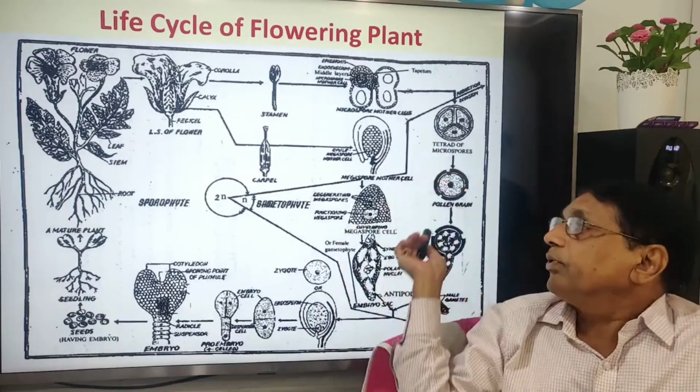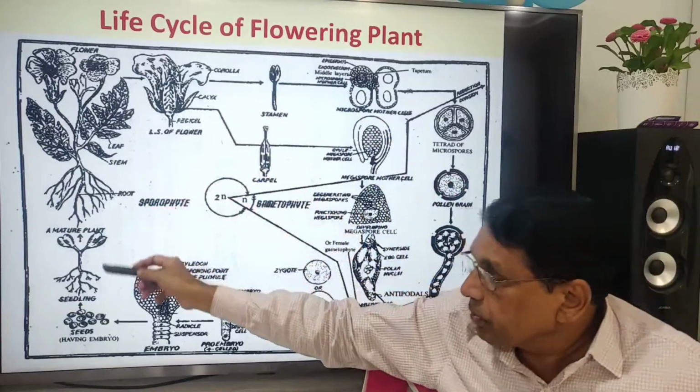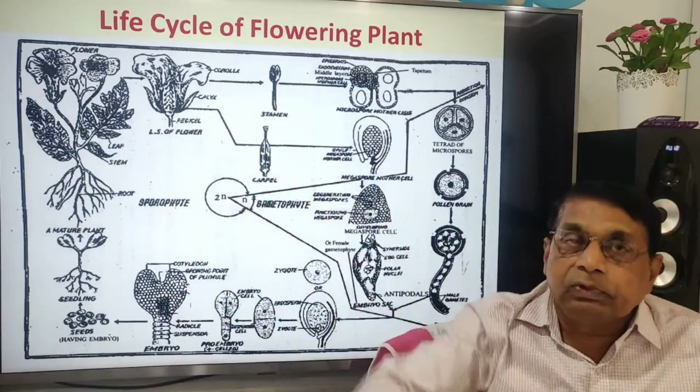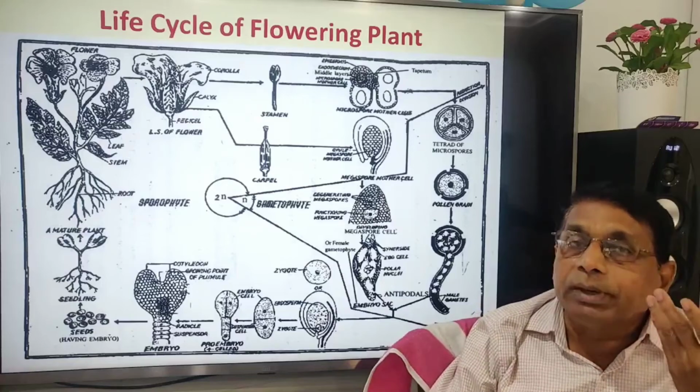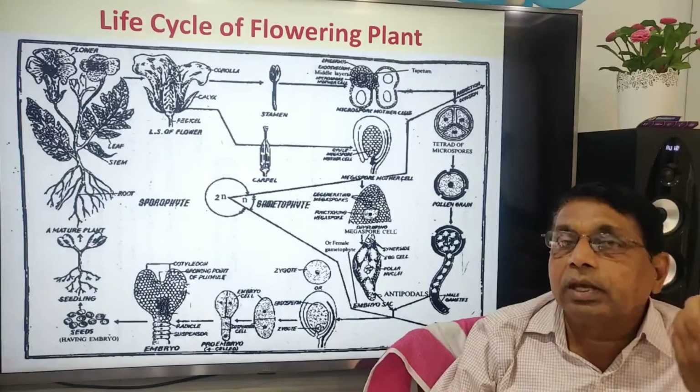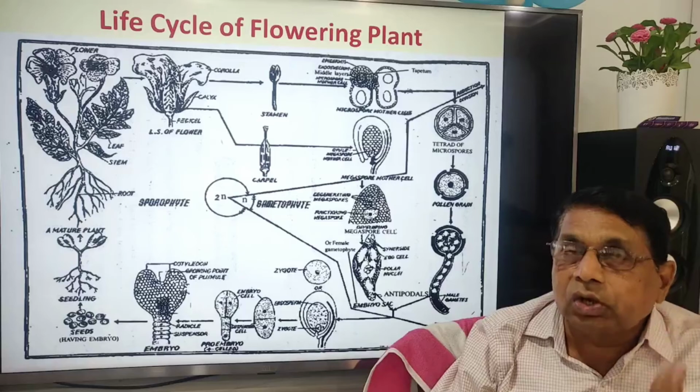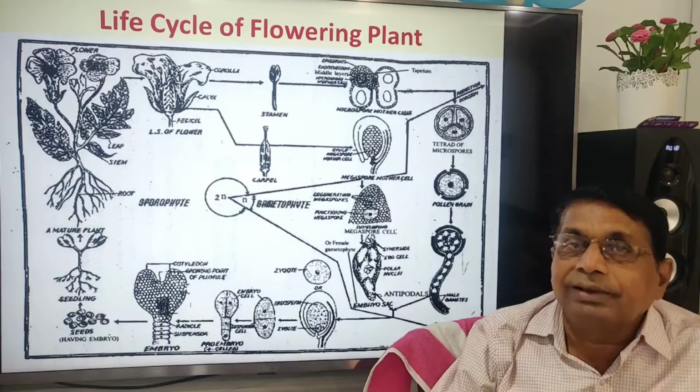So this is the gametophytic phase. These are all sporophytic phase. So the sporophytic phase is dominant. The gametophytic phase is short-lived in the life cycle.